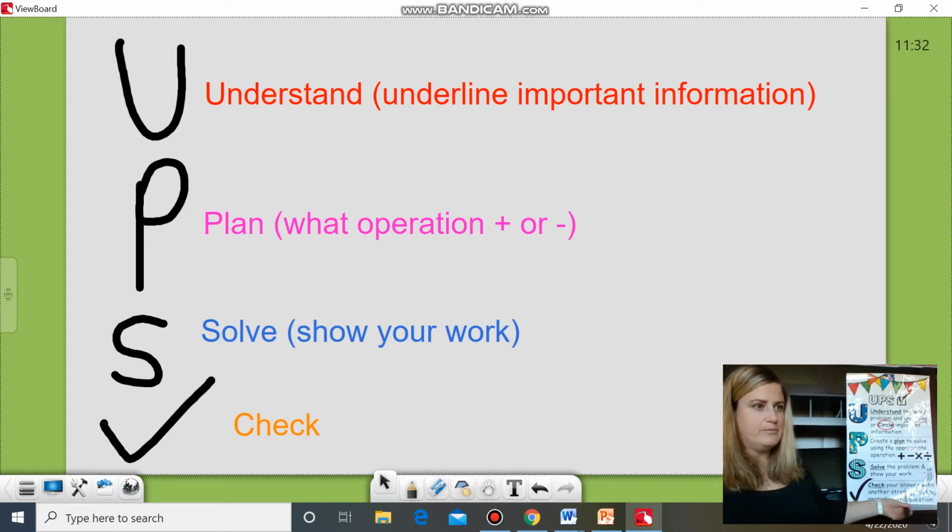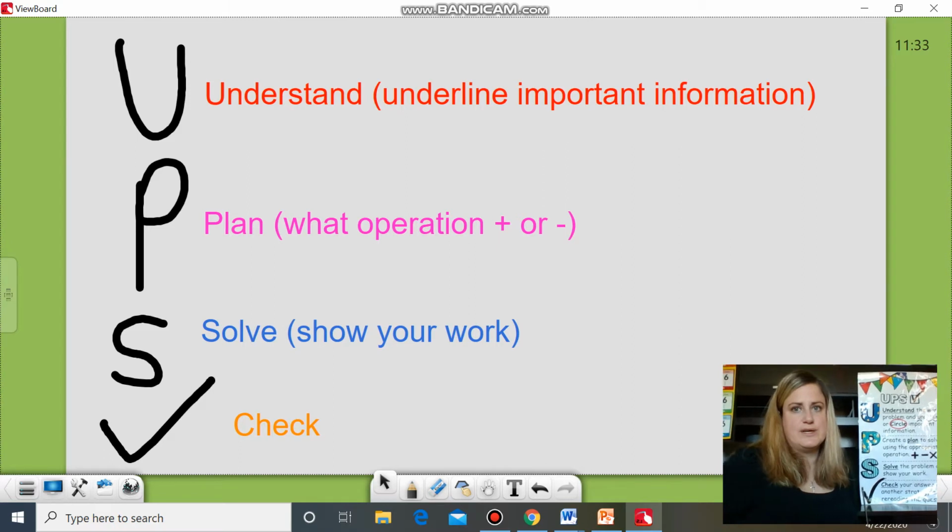This isn't the most important step. For now, I would mainly like to just focus on these three. As we get into higher grades, the check is a little more important. So let's just focus on the U, the P, and the S. All right, and again, on my screen, I have the same thing. I just shortened it for us a little.